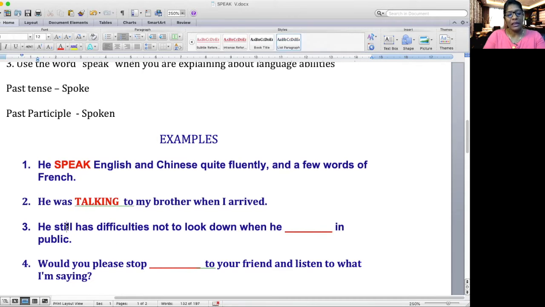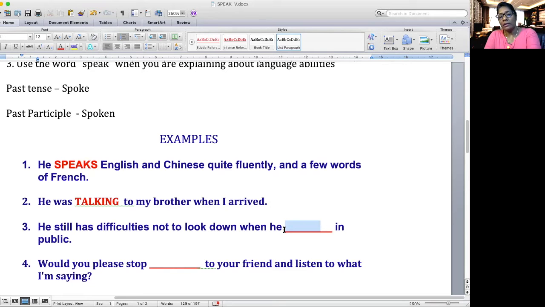Look at this example. He still has difficulties not to look down when he blah blah blah in public. Any guesses what the answer could be here? Should we use speaks, not speak? Speaks. He speaks English. Sorry. So he still has difficulties not to look down when he speaks in public. So here it shows a very formal conversation. Which word tells you that it's formal? The word public. Here I need to use the word speaks. Right? I hope you're getting the point.